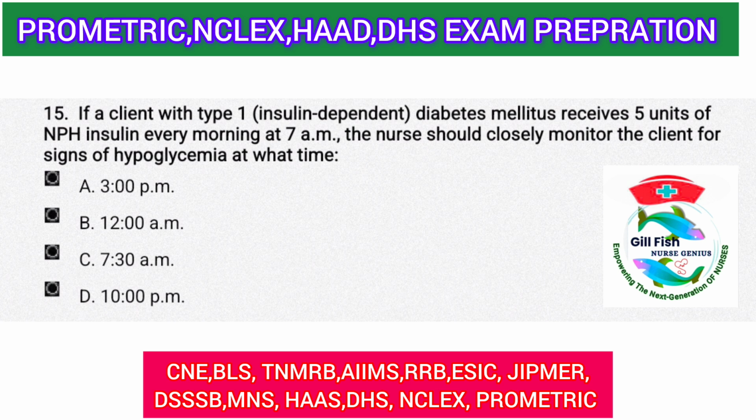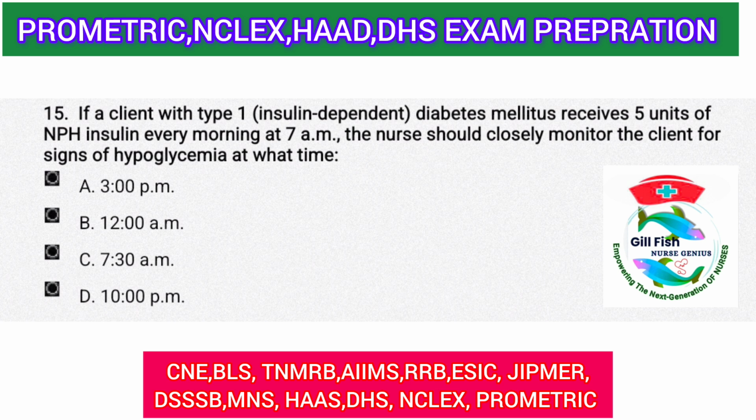See, I have explained that NPH insulin reaches its peak at 6 to 8 hours. So 7 a.m. they are given, meaning 8, 9, 10, 11, 12, 1, 2, 3. It is going to peak at 3 p.m. That is why option A, 3 p.m., will be the correct answer.